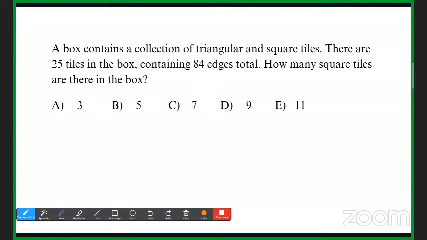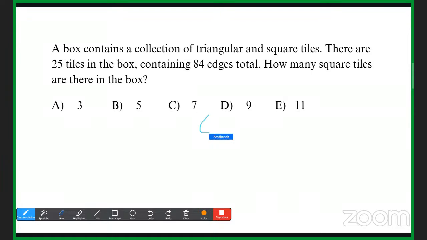Yes, ma'am. The question says that we have a total of 25 tiles in the box, and the edges of all the 25 tiles add up to 84 edges in total. So we could solve this using linear equations in 2 variables. Taking the number of triangle tiles as x and square tiles as y, the first equation is 3x plus 4y equals 84, since 3x is the number of edges from triangles and 4y is the number of edges from squares. The second equation is x plus y equals 25. Upon solving this, we get x equal to 16, which means tiles with triangle shape are 16, and tiles with square shape are 9.